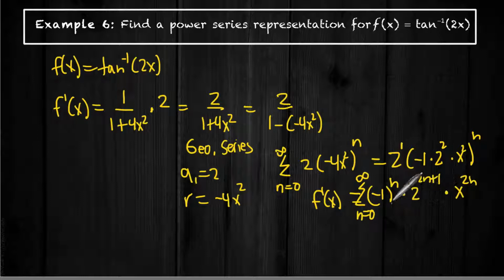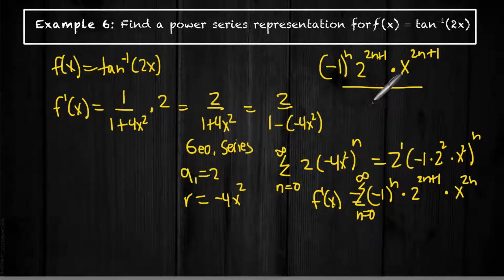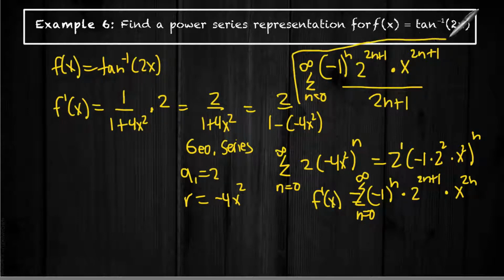We're integrating with respect to x, so that means everything that does not have an x is simply a constant. So we'll write that out. It's going to be negative 1 to the n, that's a constant. 2 to the 2n plus 1, that's a constant. Now we need to focus on integrating this. And we integrate that using the power rule. So x to the 2n, we're going to add 1 to the power, and then we're going to divide by the result after we have added 1 to that power. And we're going to sum that from n equals 0 to infinity. And that is our power series representation for the inverse tangent of 2x.